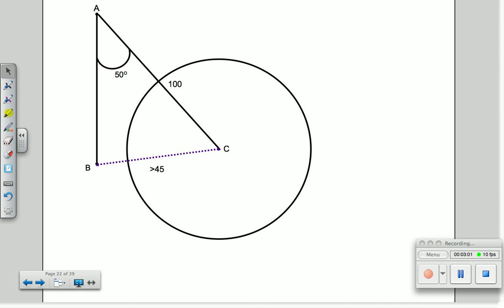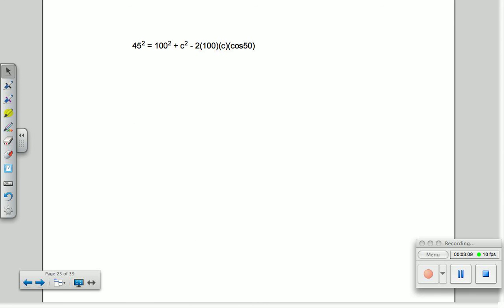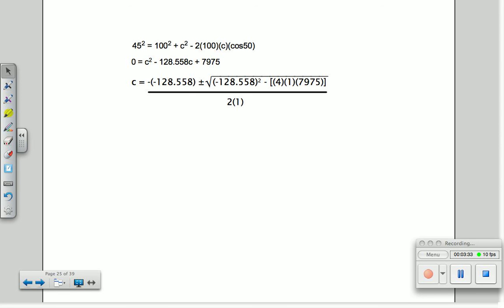lines. Next, draw a dotted line from point C to point B, and mark it greater than 45 degrees. In order to prove that the line from point C to point B is greater than 45, use the equation 45 squared equals 100 squared plus C squared minus 2 times 100 times C times the cosine of 50. When simplified, 0 equals C squared minus 128.558C plus 7,975.